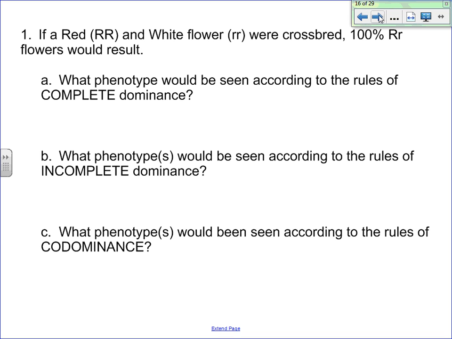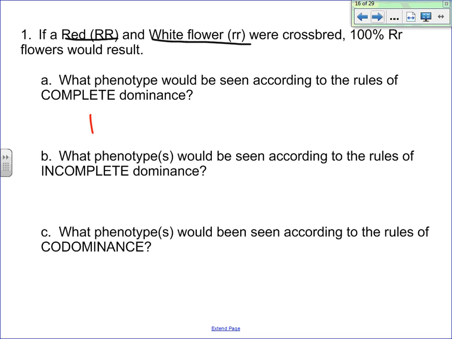Part A asks what phenotype would be seen according to the rule of complete dominance. Remember, this is the one that we've used all the time so far, so we should be most familiar with this one. We see that in this case, red has the big R's and white has the little r's, so we would expect red to be dominant to white.